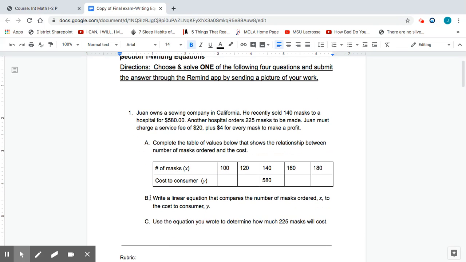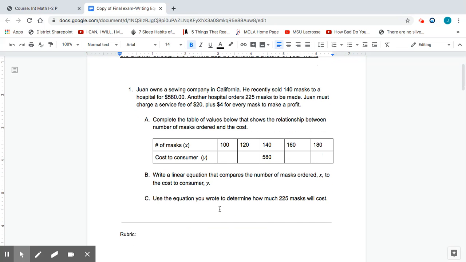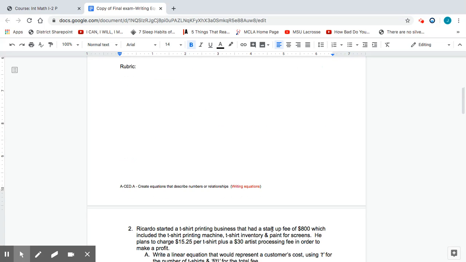For the next one, it says write the linear equation, so that'd be like y equals mx plus b, that compares the number of masks ordered, x, to the cost to the consumer, y. So that would be your slope intercept form, y equals mx plus b. And then it says, part C, use the equation you just wrote to determine how much 225 masks will cost. Okay? So that is question 1. Let's move on to question 2.